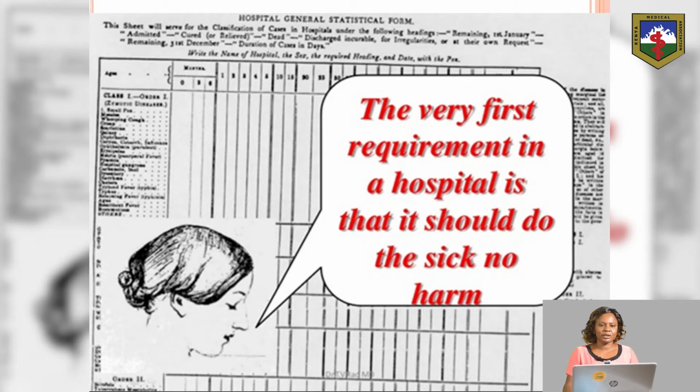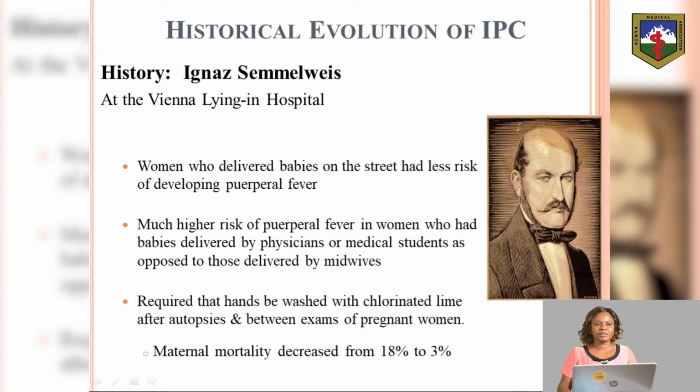The first thing required in a hospital is that we should do no harm to the sick person. Historically, we know about Ignaz Semmelweis, who came up with infection control precautions. He observed that while delivering babies, the mothers were at risk of getting puerperal sepsis. So he introduced washing of hands using chlorine, and he managed to reduce the mortality from 18% to 3% just by washing the hands with chlorine solution.